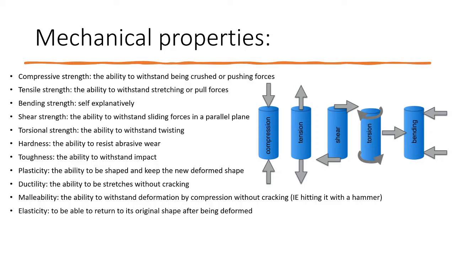Tensile strength is to be able to be pulled apart. Bending strength, quite self-explanatory really, is to be able to withstand bending without breaking. Shear strength is to do with sliding forces down a parallel plane. The easy way to imagine that is like a pair of scissors, so that would be shear strength.